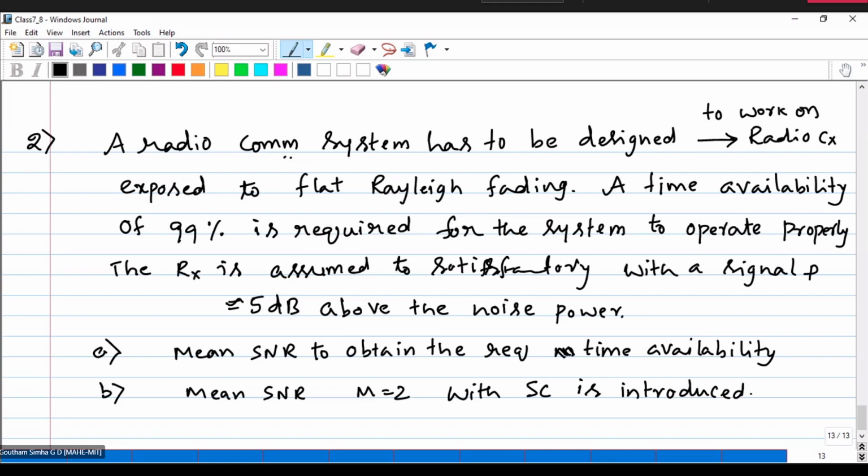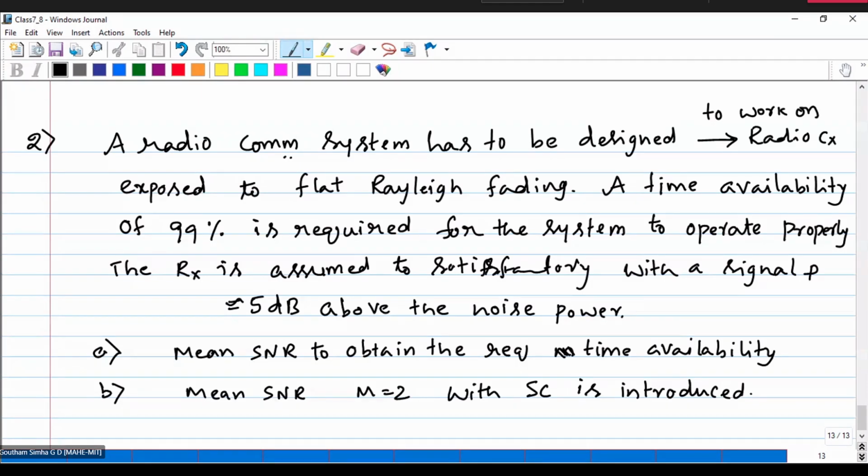The time availability is given by the probability that the signal exceeds the level of 5 dB. How do you convert 5 dB? Take the anti-log, 10 to the power of 5 by 10, and you will get the value in the linear scale. From dB to linear scale, you have to convert. The time availability of 99% you have. So the time availability of 99% corresponds to P of gamma equal to 0.01.